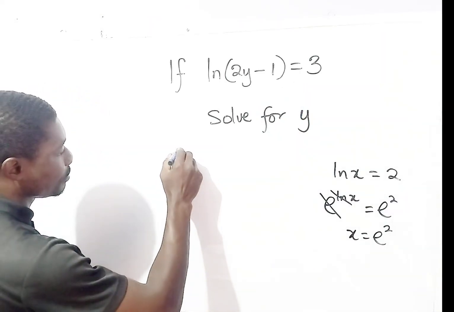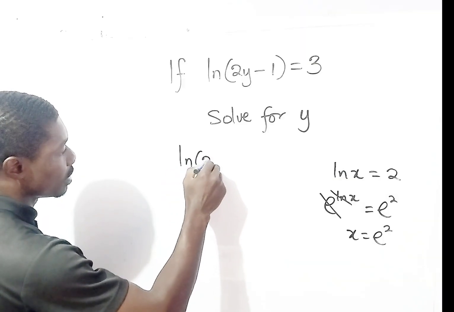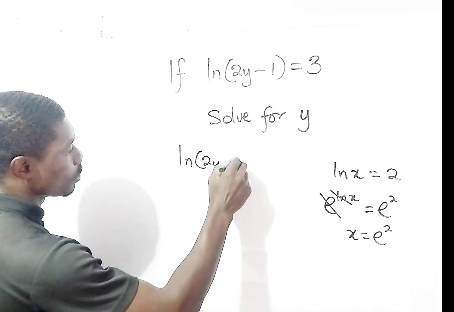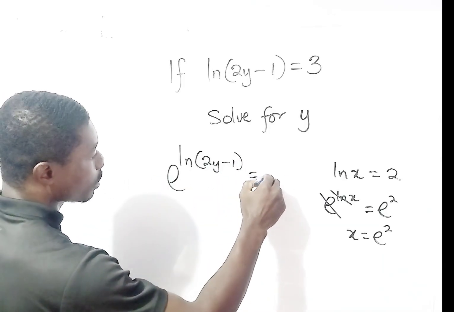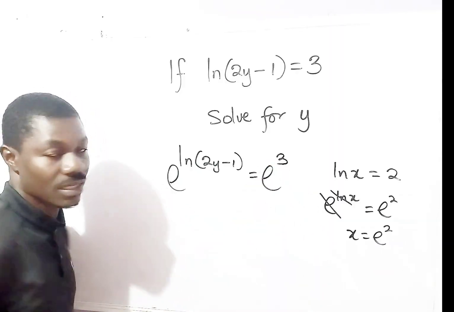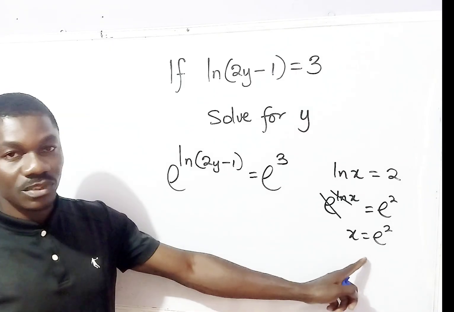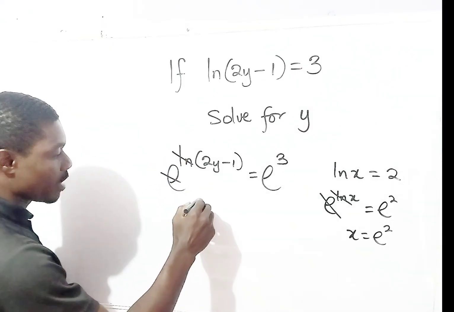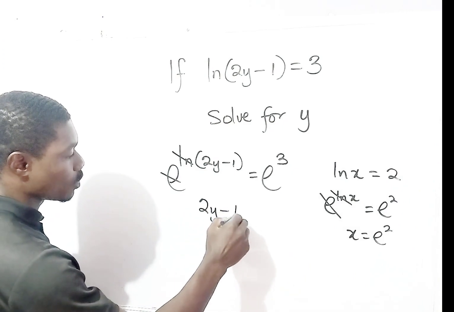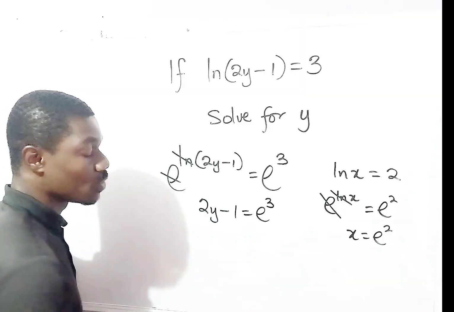So here we have ln(2y - 1). So let me put this e here, then equals e raised to 3. So from this rule here, we can now clear off this. So we are left with what? 2y - 1 equals e raised to 3.